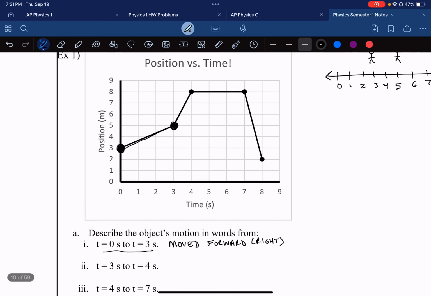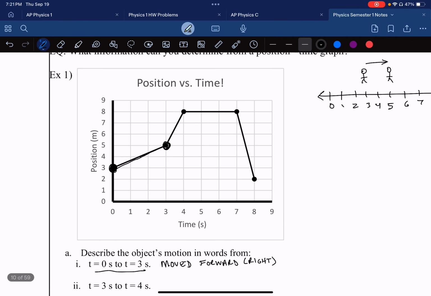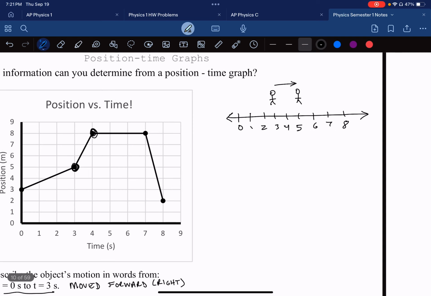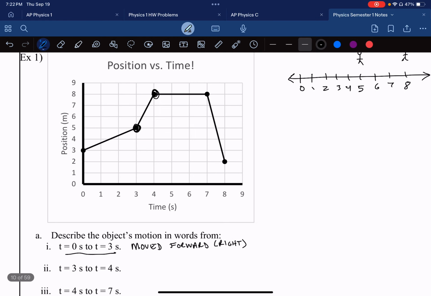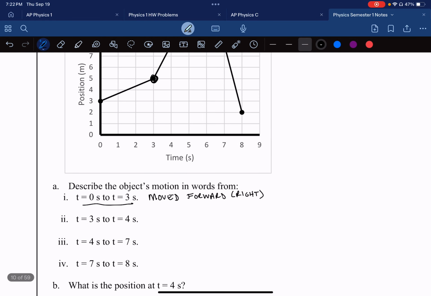Okay, so from 3 to 4 seconds, we go to the graph, and we're now going from these two positions here. They're moving from position 5 to position 8. So if I go over here, they're going from 5 to 8. And so again, they're moving to the right. But there's something else we can get from this. So they are moving forward or to the right.